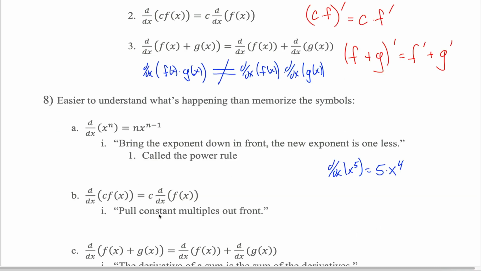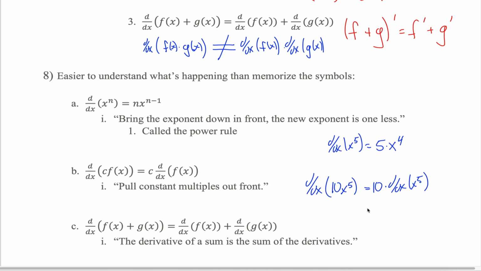Similarly, for constant multiples, you can pull the constant multiples out in front, and what I mean by that is if instead of the derivative of x to the 5th, it was the derivative of 10 times x to the 5th power, we could think about this as 10 times the derivative of that x to the 5th power. Note, we're not taking the derivative of the 10, we're pulling that constant multiple out in front of the derivative symbol, and then just multiplying the answer to our derivative, 5x to the 4th in this case, by that 10. So our final answer would be 50x to the 4th power.